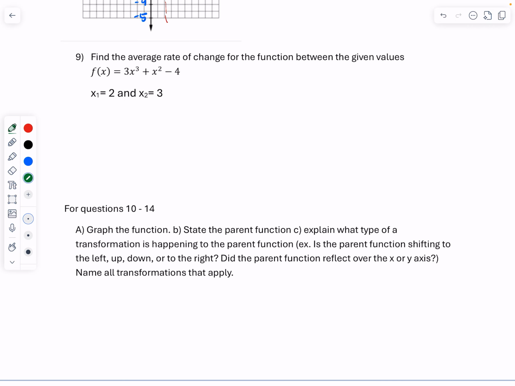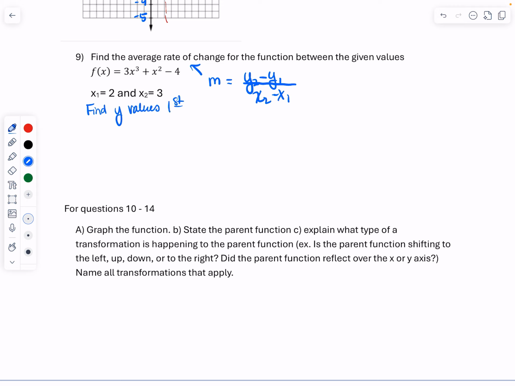Let's look at 9. Find the average rate of change for the function between the two values. Basically, they're asking you to find the slope. Average rate of change means slope. So remember, the slope formula is y2 minus y1 over x2 minus x1. Unfortunately, you don't have the y values, but you do have x1 and x2. So we have to find the y values first.